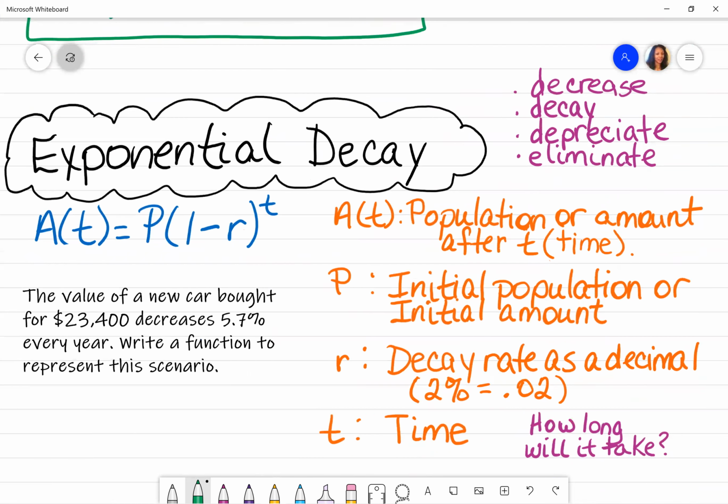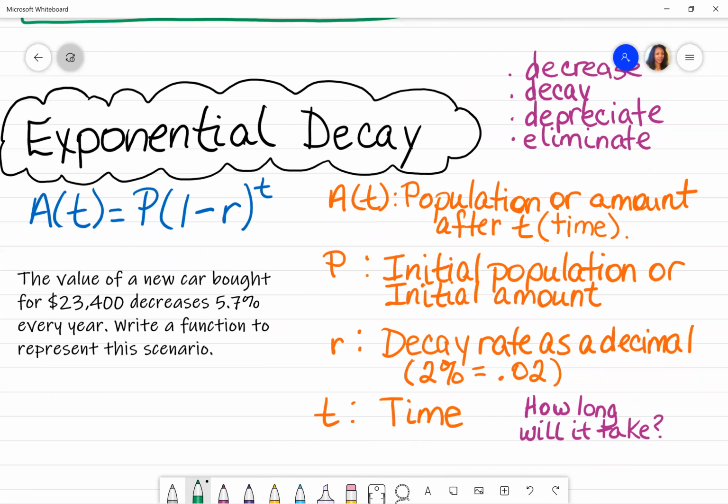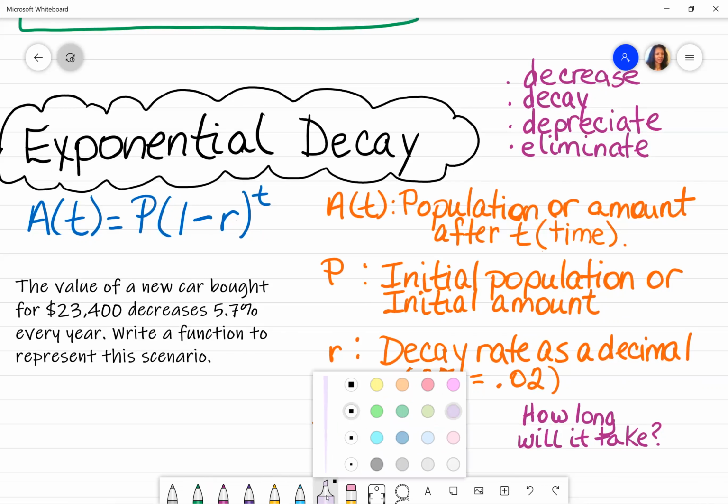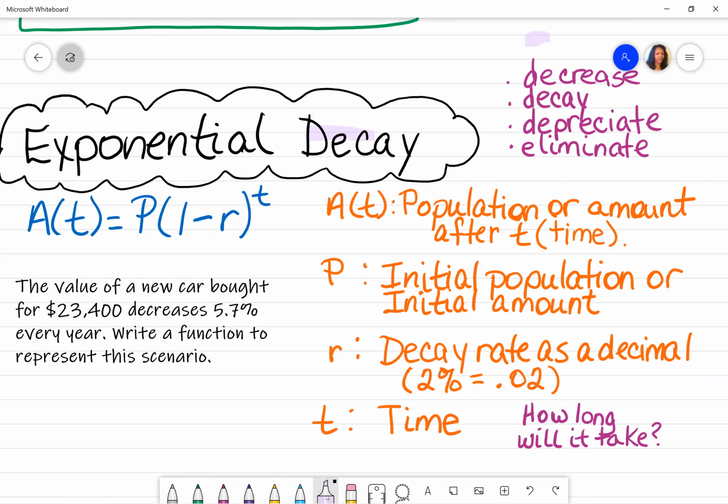Okay, moving on to the next one, which is very similar, so you have to pay attention to the words. This one says exponential decay. Well, decay is synonymous with these words. So you might see decrease, you might see the word decay, depreciate, or eliminate. So those are just some words that you may see. The only difference between the two is this sign. Decay means you're deducting or you're subtracting, you're losing value.